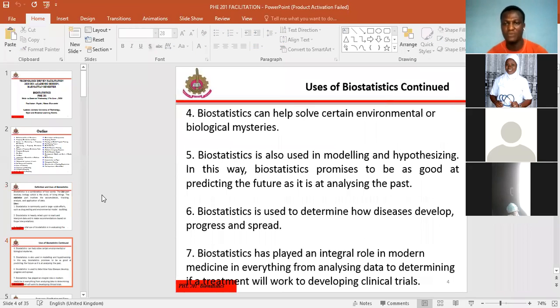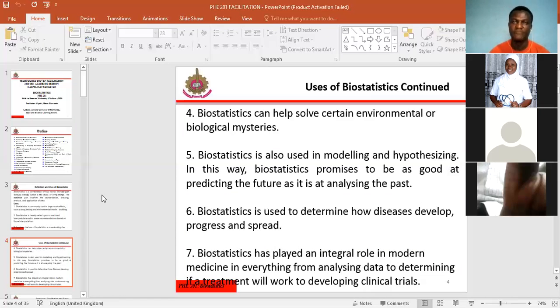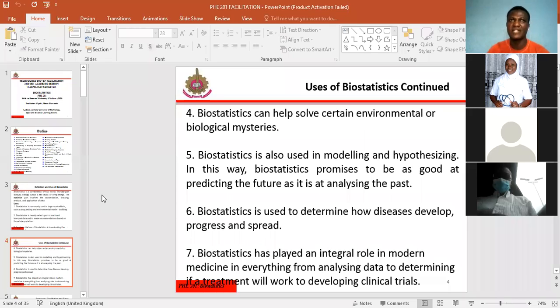Also, biostatistics can help to solve certain environmental and biological problems. It is also used in modeling and hypothesizing, by way of predicting the future, that is, trying to have a kind of foreknowledge or foresight of what is to come as a result of the present situation. Another use of biostatistics is that it can be used to determine how diseases develop, how they progress, and how they spread.